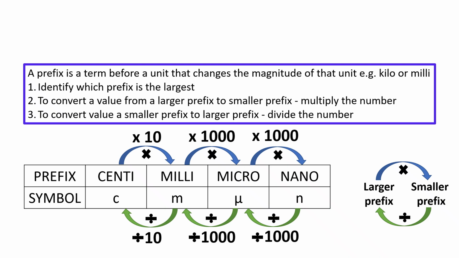So if we're going from centi to milli, we are timesing. If we're going from 10 milli back to 1 centi, then we have to divide by 10. And it's the same pattern for all of them in terms of moving backwards and forwards to work out if you're timesing or dividing. 1 milli is 1,000 micro, so you've got a times to go from milli to micro, and 1,000 micro is 1 milli, so you have to divide to go from 1,000 micro to 1 milli.